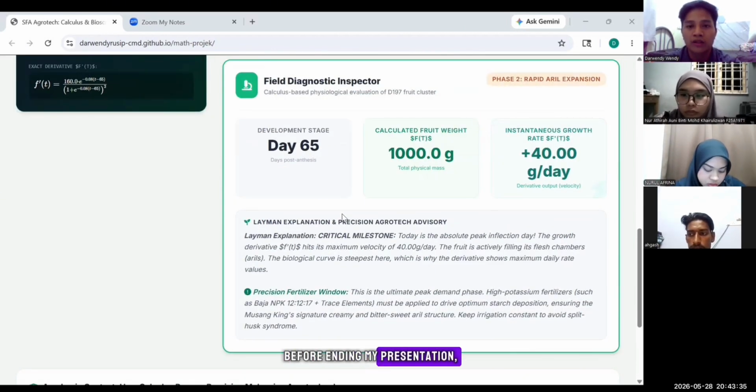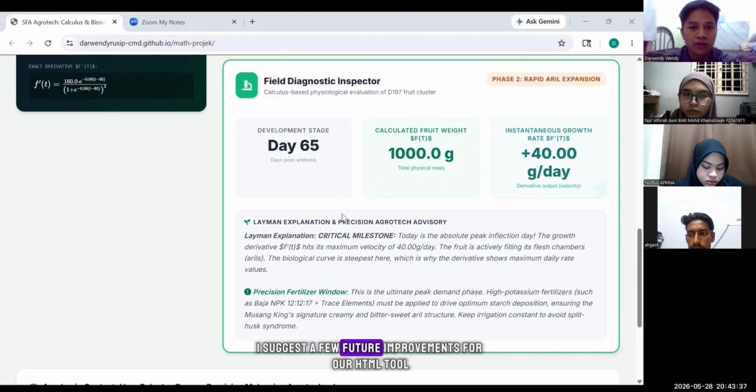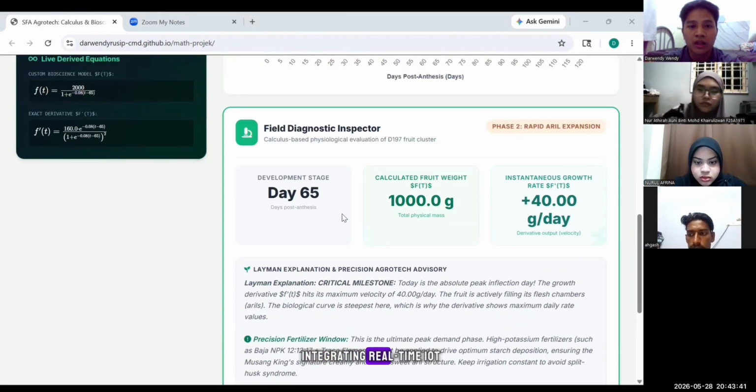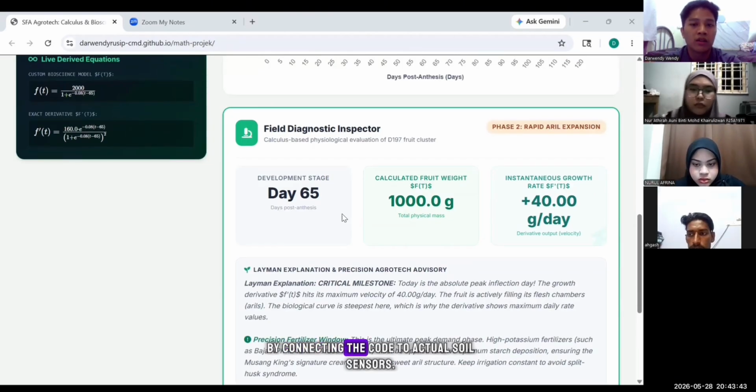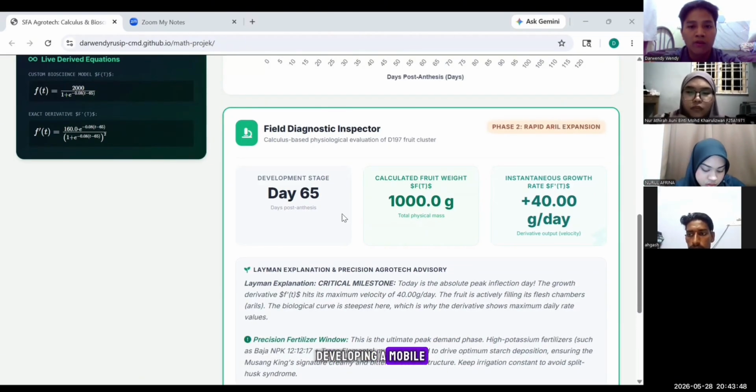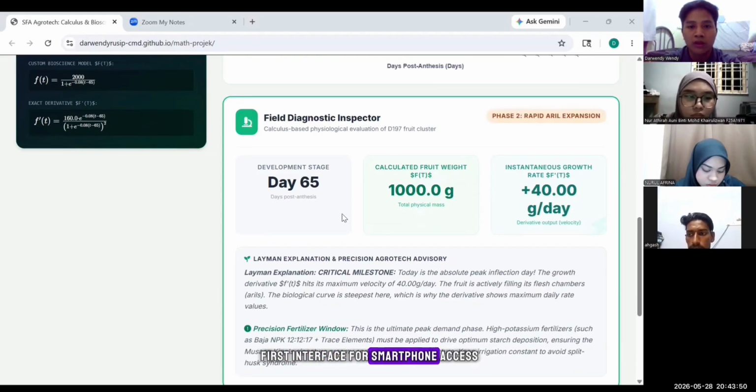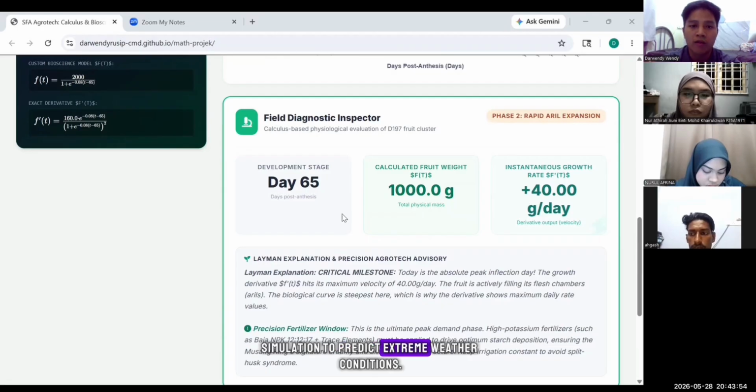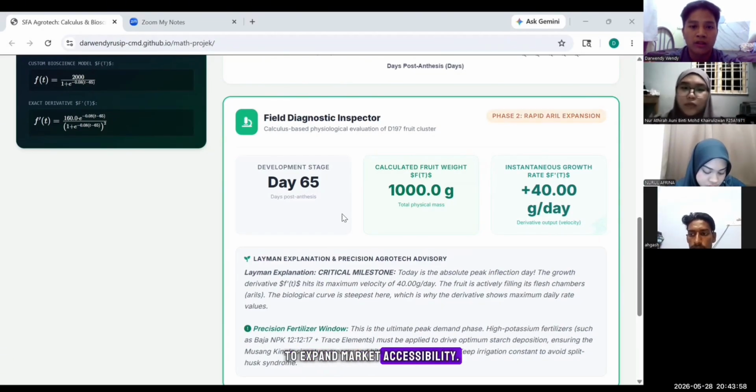Before ending my presentation, I suggest a few future improvements to our HTML tool. First, integrating real-time IoT by connecting the code to actual soil sensors. Second, developing a mobile-first interface for smartphone access directly in the field. Third, adding AI simulation to predict extreme weather conditions. And fourth, providing bilingual support to expand market accessibility.